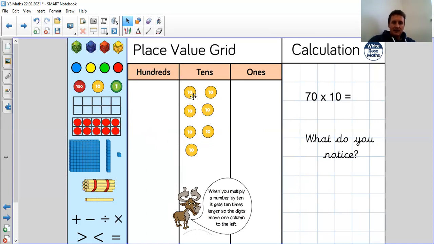So if I did, let's take this first 10 here. If I multiplied that by 10, what are 10 tens? Well, that makes 100. Okay, what are 10 tens again? Well, that's another 100. Okay, what are 10 tens? So all of them are moving one place value column to the left, okay? They're being multiplied by 10.